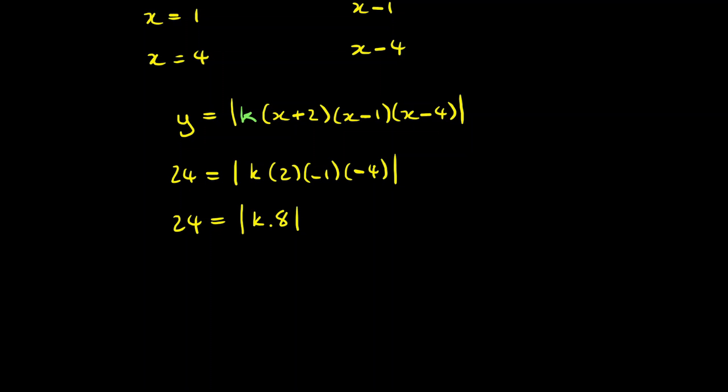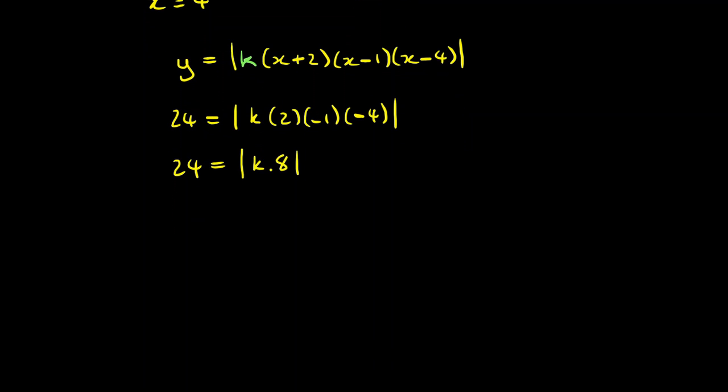Well, that means that we've actually got two possible outcomes for k. K can either be equal to +3, or it could be equal to -3. Because if you think about it, if k was equal to -3, then inside the modulus, what we would get is -24. Then a -24 with a modulus on it becomes +24. All right, so that would all be fine.